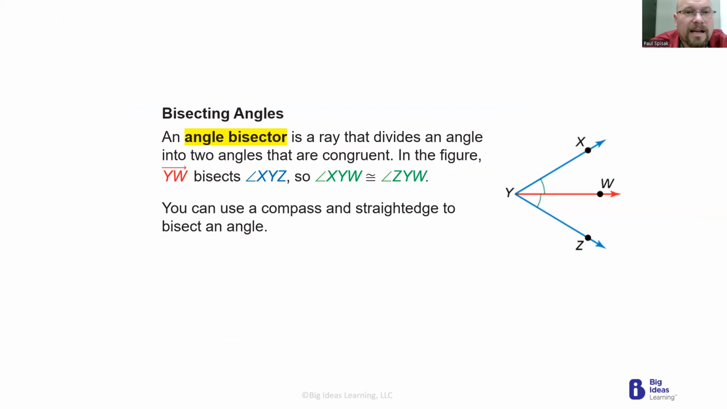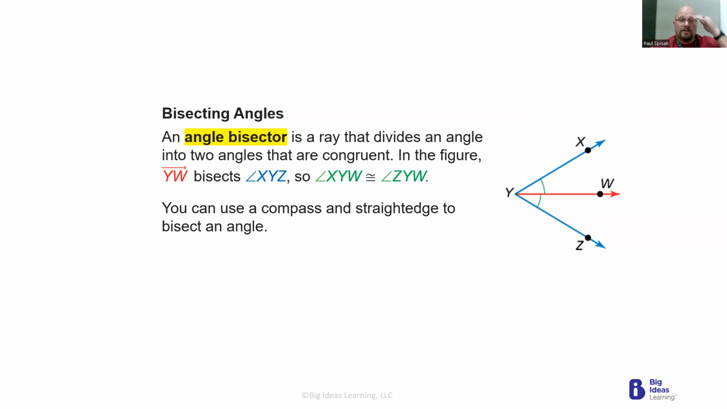All right, bisecting angle. Just like we had segment bisectors, we have angle bisectors. An angle bisector is a ray that divides an angle into two congruent angles. So on here we have XYW and ZYW. Those two are going to be congruent angles.